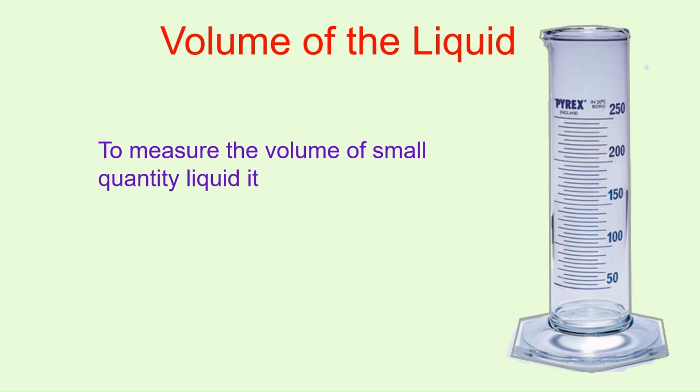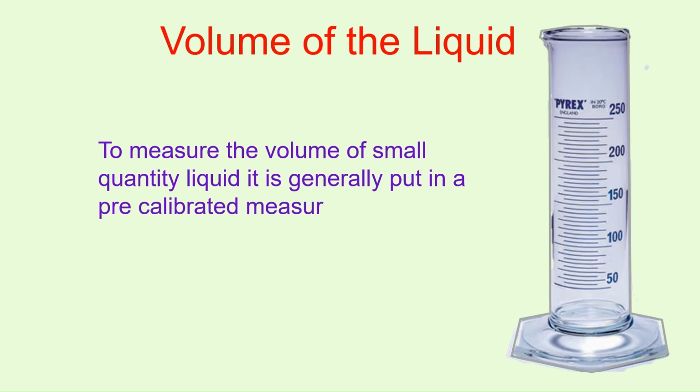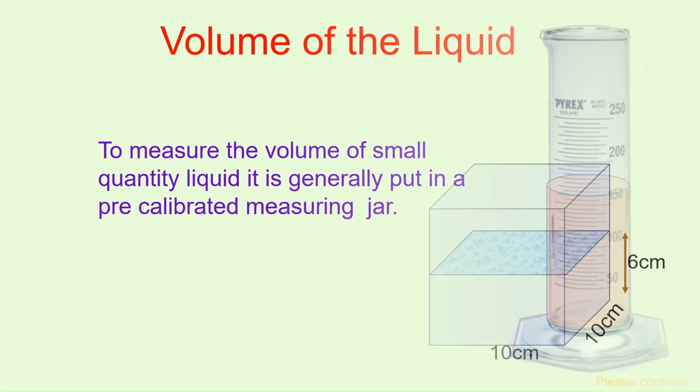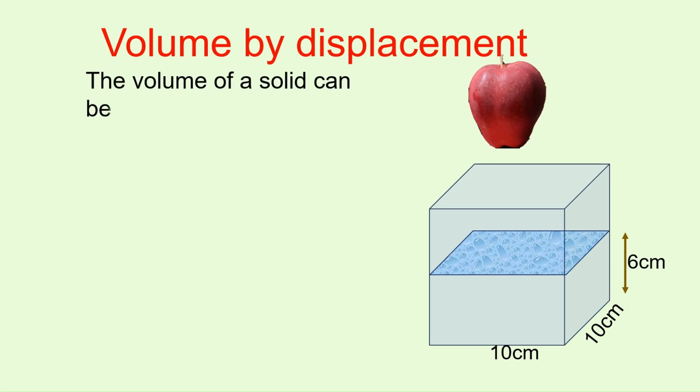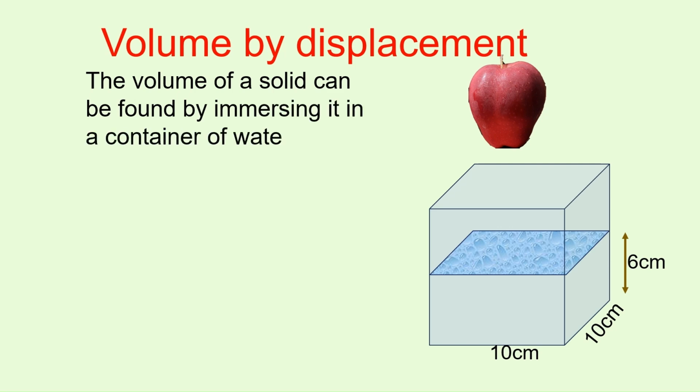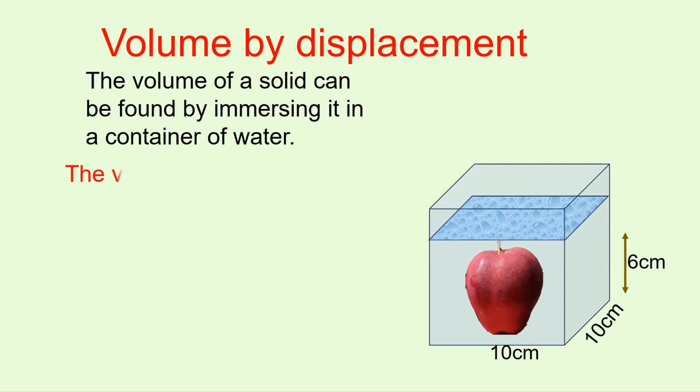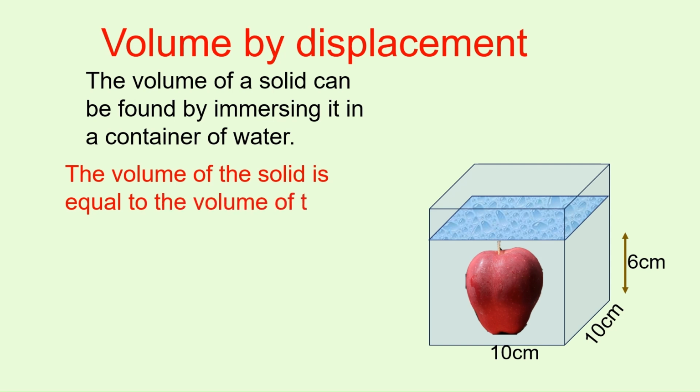To measure the volume of a small quantity of liquid, it is generally put in a pre-calibrated measuring jar. Volume by displacement methods. The volume of a solid can be found by immersing it in a container of water. The volume of the solid is equal to the volume of the water it displaces.